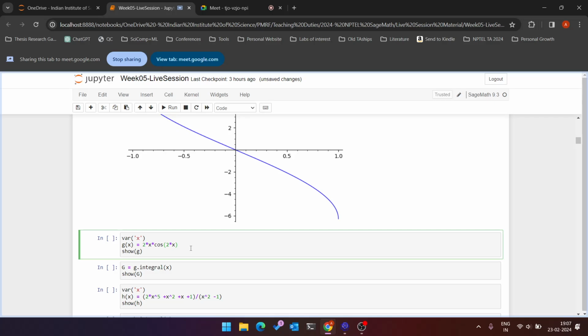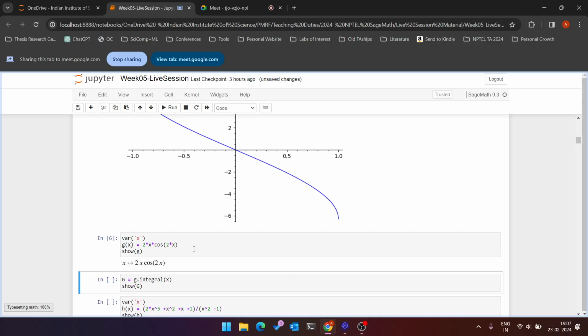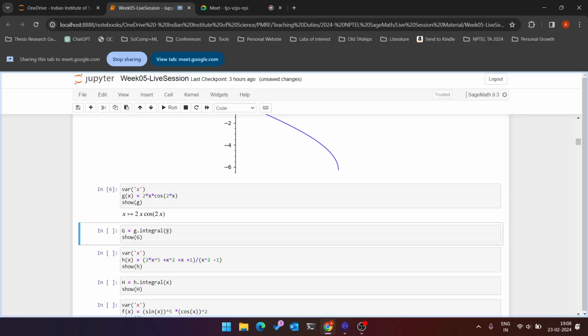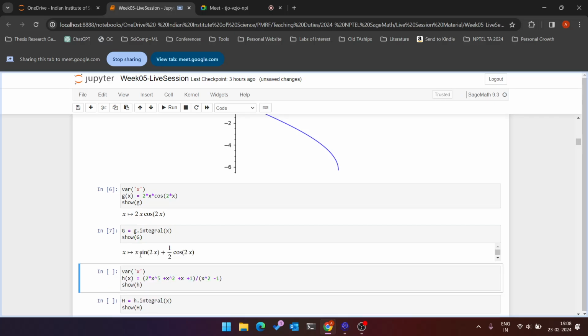Second, another function, say something of the form twice of x into cos of 2x. If you want to integrate that, we'll again do a g dot integral with respect to the variable x. And since we are not providing any limits to x, this will calculate the indefinite integral. So this is how the indefinite integral looks like.